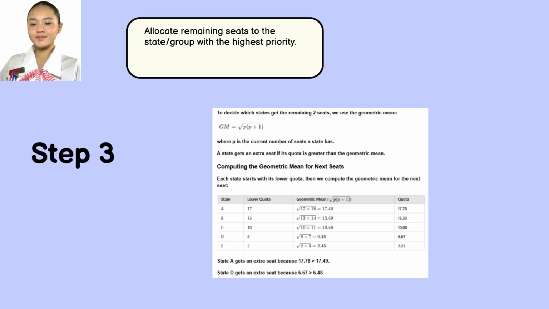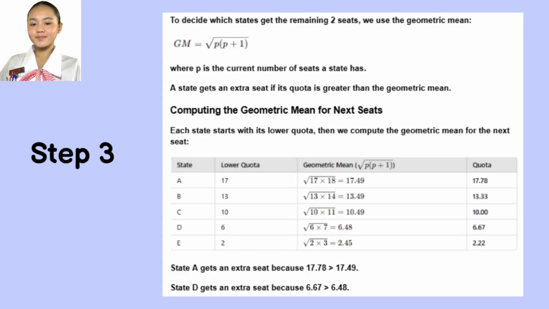Step 3. Allocate extra seats using the geometric mean. To decide which states get the remaining 2 seats, we use the geometric mean, GM, equals the square root of P multiplied by P plus 1, where P is the current number of seats a state has. A state gets an extra seat if its quota is greater than the geometric mean. Computing the geometric mean for the next seat. Each state starts with its lower quota.